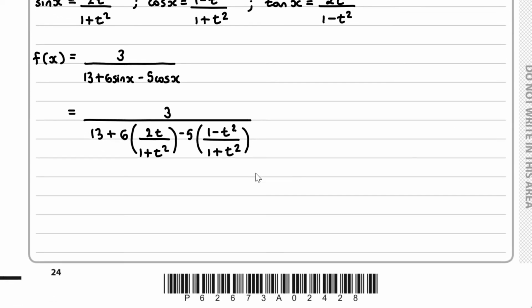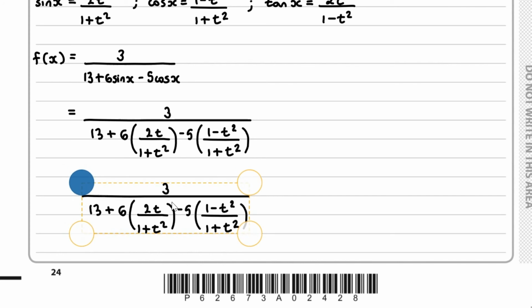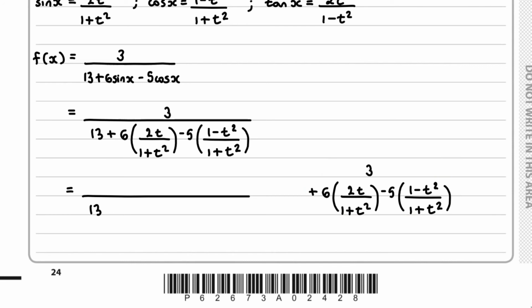Now what we can do is write the 13 such that we'd have a denominator of 1 + t². So if we do that, everything else will remain the same, apart from the 13, which we're rewriting as 13 lots of (1 + t²) over (1 + t²).